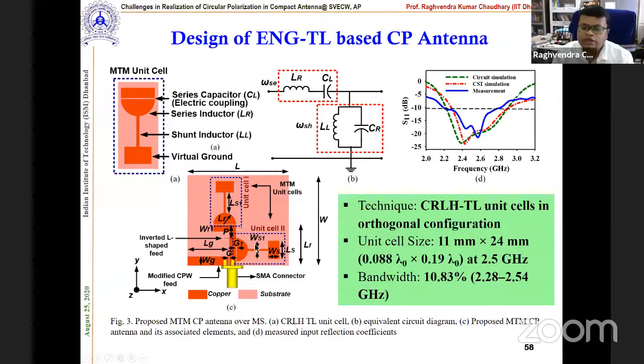Now one thing is clear: because this is providing the ZOR field, I am going to get the orthogonal field component. This is quite clear from the structure itself. Now how will I get this phase difference? This was a challenge, actually. And particularly, this inverted L shape plays a very important role, correct?